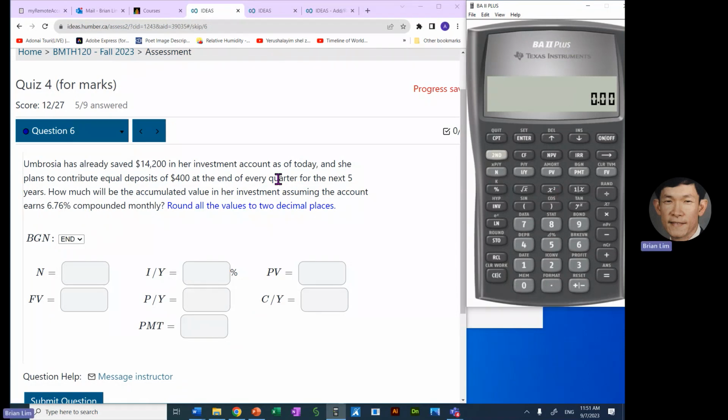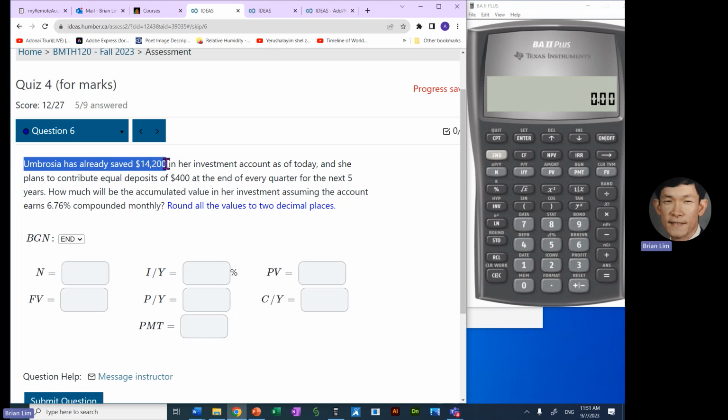Okay, we're back again for another episode. In this one, we have an ordinary general annuity, but with a present value. So let's look at the question.